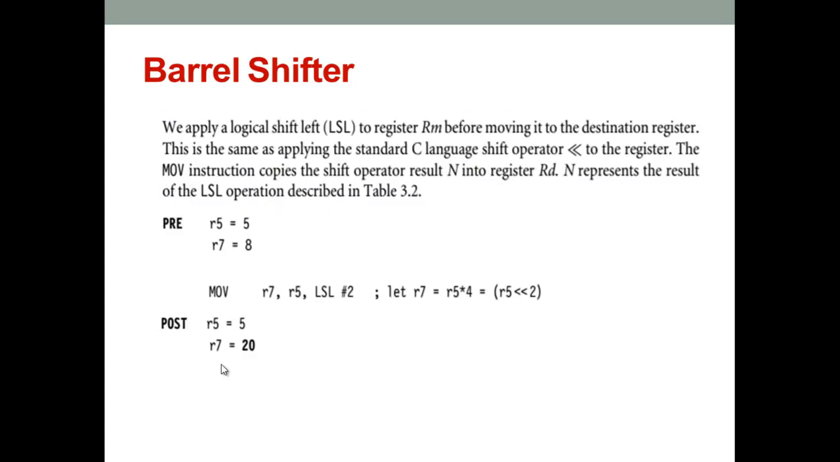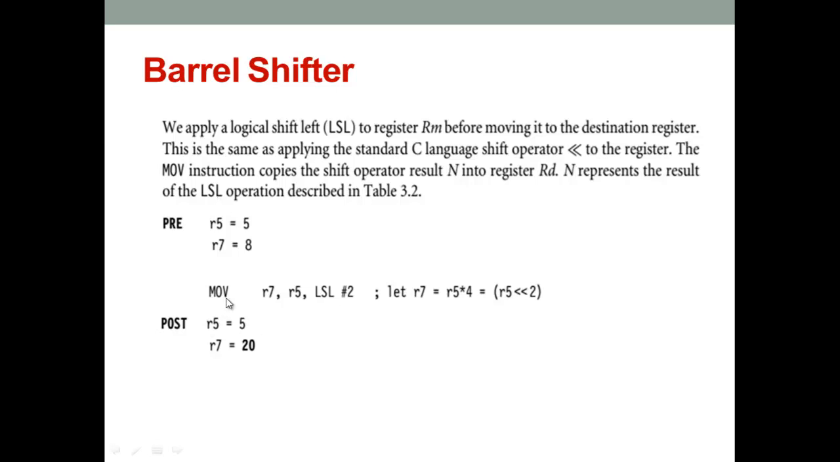Here's an example. We apply a logical shift left to register RM before moving it to the destination register. This is the same as applying the standard C language shift operators. The standard C left shift operator applied to a register is the same as logical shift left. So the move instruction copies the shift operator result N into RD, where N represents the result of the logical shift operation.